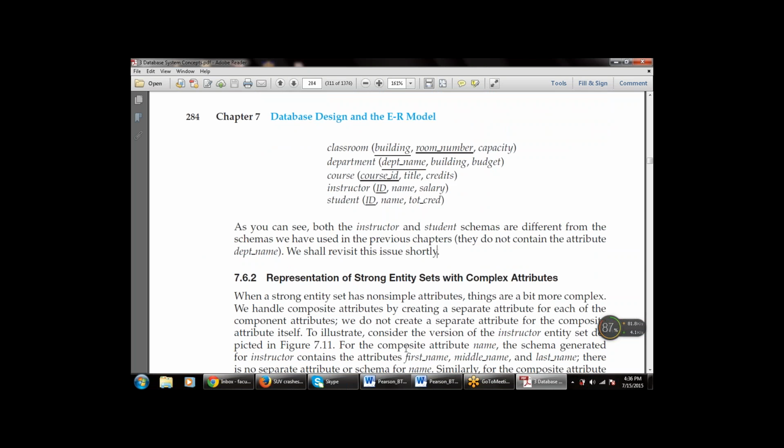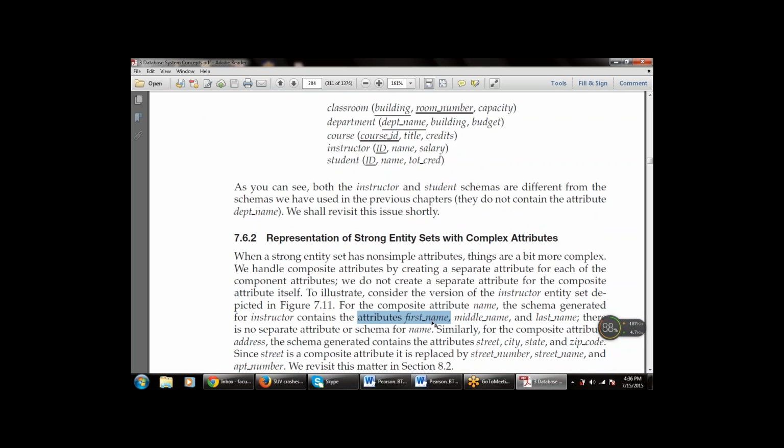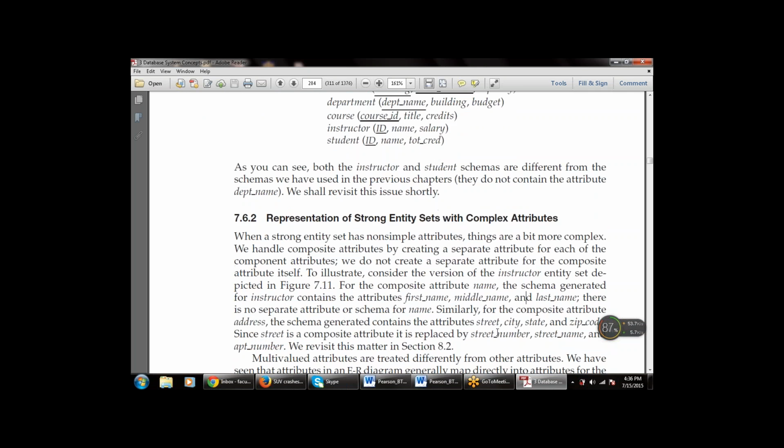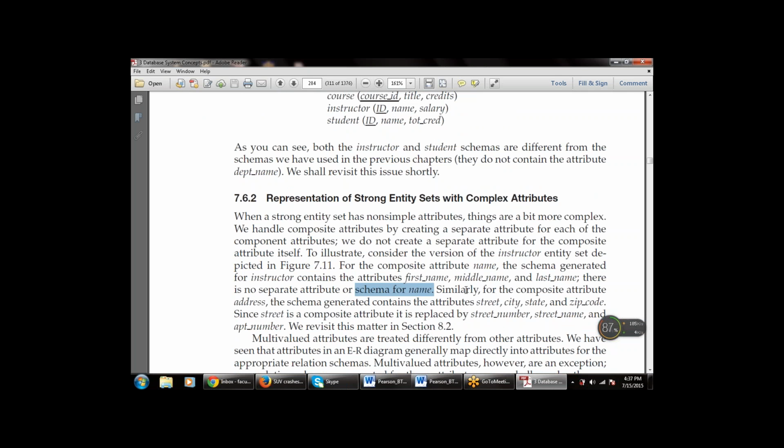Then next is how to represent the strong entity set with complex attributes. When a strong entity set has non-simple attributes, things are a bit more complex. We handle composite attributes by creating a separate attribute for each of the component attributes. We do not create a separate attribute for the composite attribute itself. So for the composite attribute name, the schema generated for instructor contains the attributes first name, middle name, last name. There is no attribute in the schema for name.